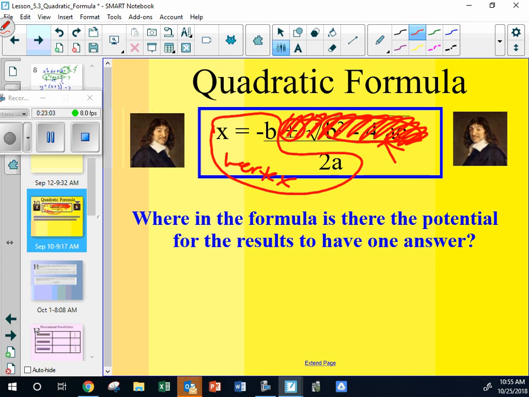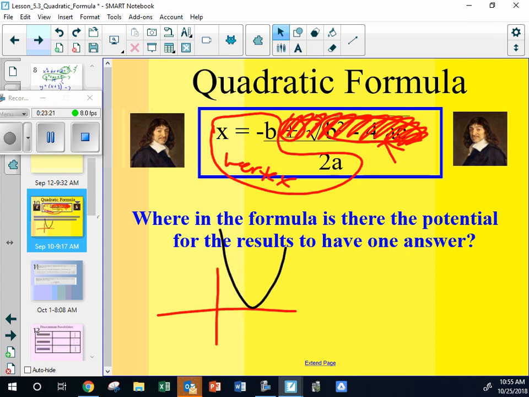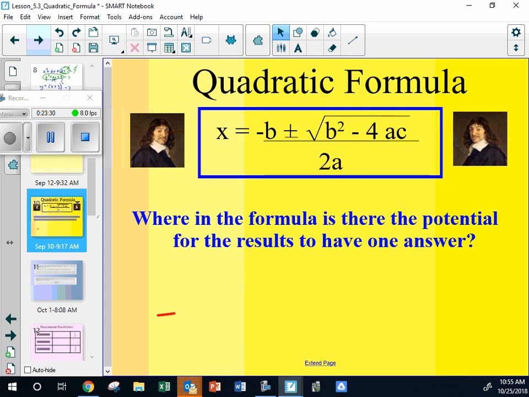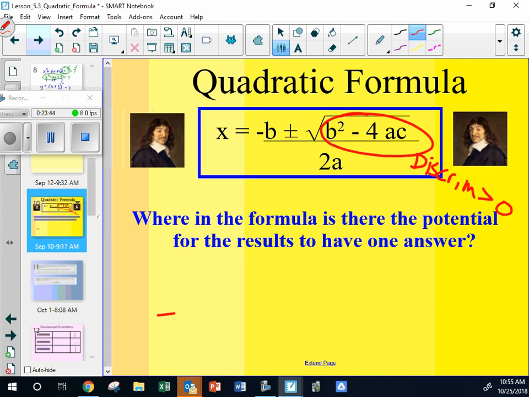Because think about it. That means you've only got one x-intercept. How would a parabola only have one x-intercept? Think about it. A parabola looks like this. How would a parabola only have one x-intercept? If it's touching right at its vertex. See? All right. And that was if this thing under the root, which is called the discriminant, is 0. If the discriminant, which is b squared minus 4ac, is positive, you get two answers.